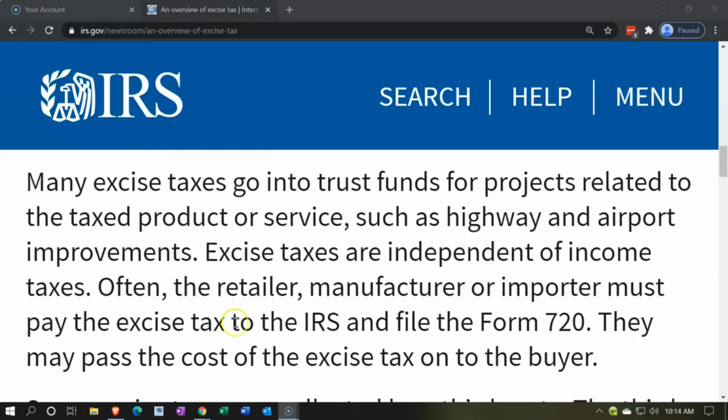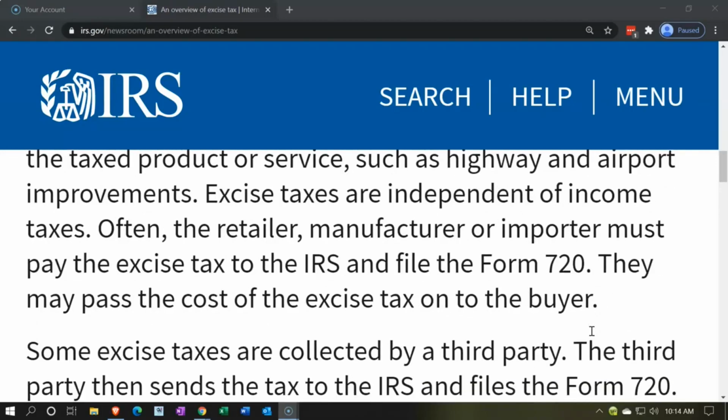Excise taxes are independent of income taxes. The excise tax has nothing to do with the income tax. You have to pay income tax and excise tax if you're subject to the excise tax, and everybody's subject to the income tax. Often the retailer, manufacturer, or importer must pay the excise tax to the IRS and file the Form 720. When I say everybody's subject to income tax, maybe there are exceptions for tax exempt entities, just to point that out. In any case, they may pass the cost of the excise tax to the buyer.